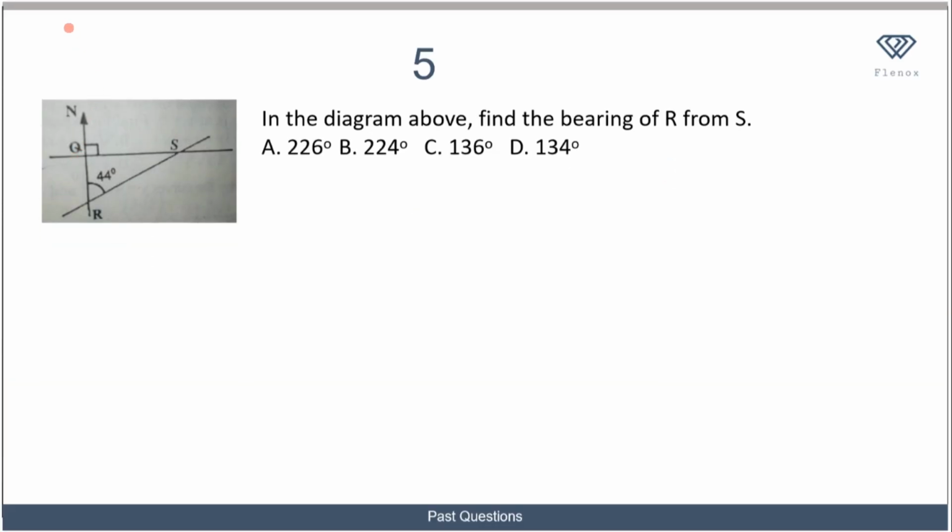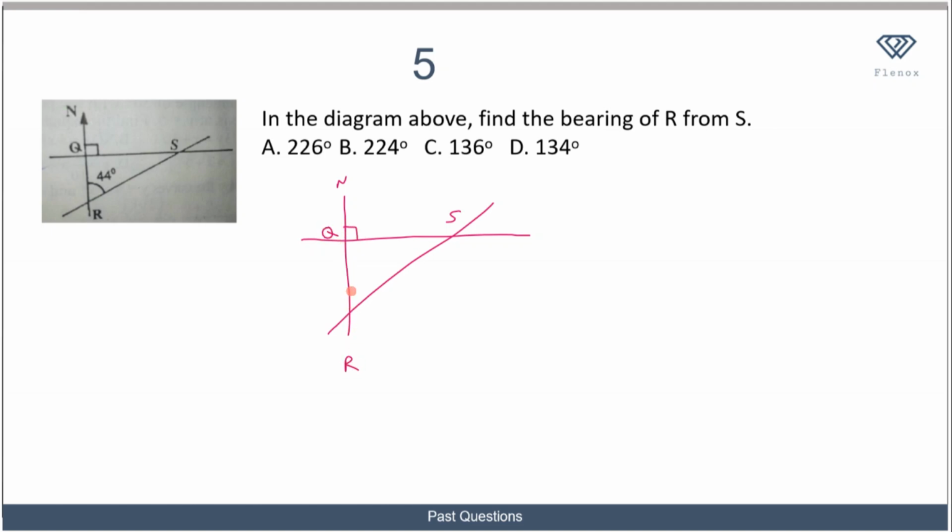Now the next question, I'm told that in the diagram above we should find the bearing of R from S. So I'm going to draw that out so that you can see it clearly for those that can't see it. So you have something of this nature. You have this point over here, which is called S. So that here is the north, here is the south. Then you have this point Q and point R.